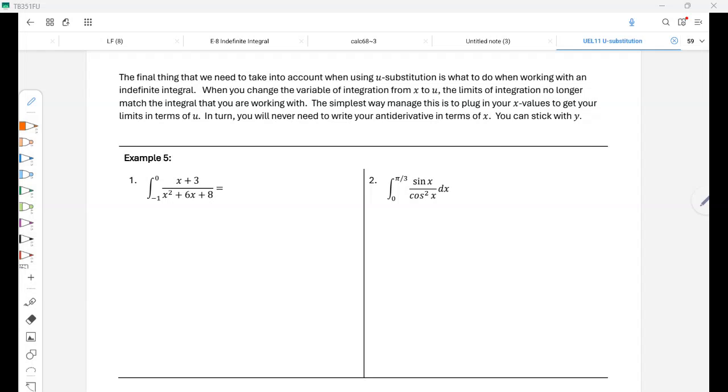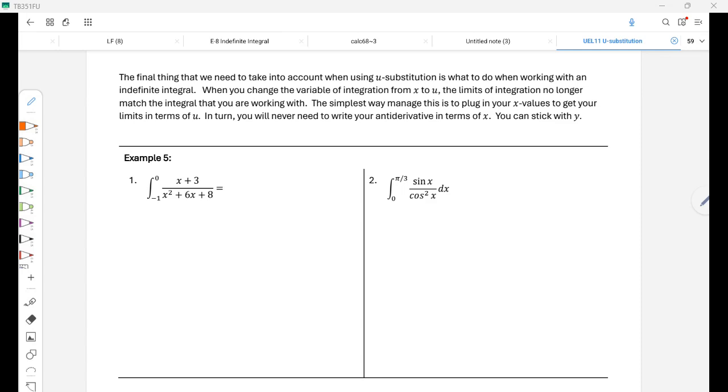So the last thing we need to look at is what to do with u substitution when you've got a definite integral. Okay, so there's limits on here. It does turn out that once you do the u substitution, you never need to go back to x when you're working with these definite integrals. You do, however, need to change the limits.